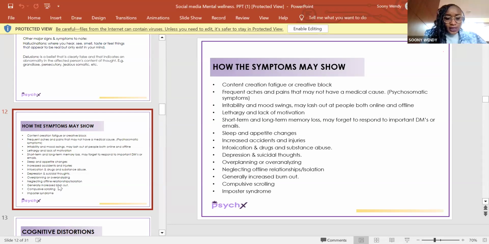Of course, overplanning and overanalyzing, we have generally increased burnout, compulsive scrolling, that's where social media addiction comes in. And then we also have imposter syndrome. Imposter syndrome is a challenge. And this is where sometimes you doubt yourself. You know your content is good, you've given it your best, but you're constantly doubting yourself. It reaches a point where you post, you look at it after a few minutes, you go and delete. Do you know there are so many videos that you can post, and then after a few weeks or months is when it actually goes viral?